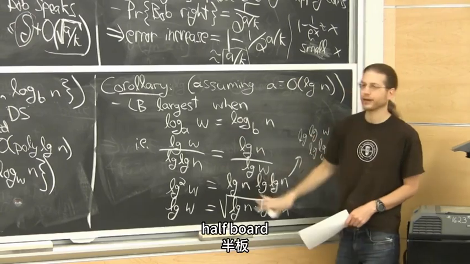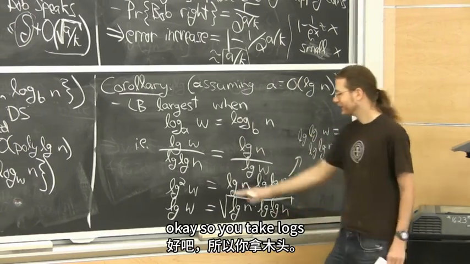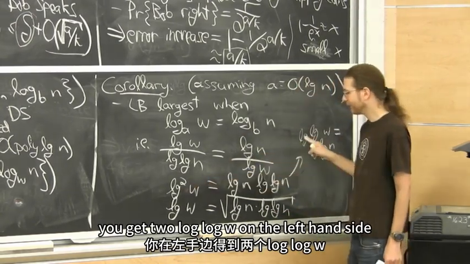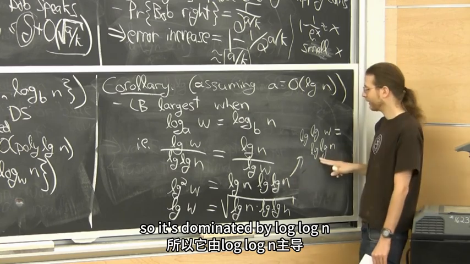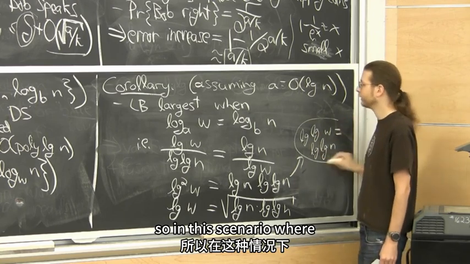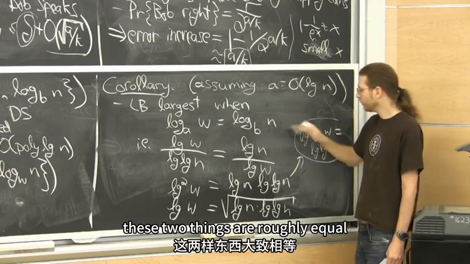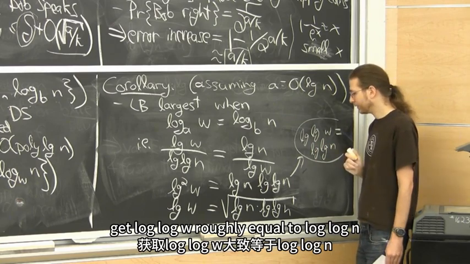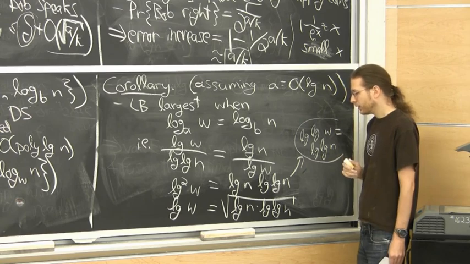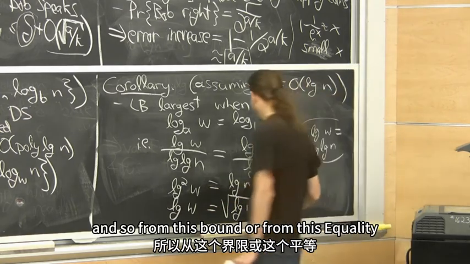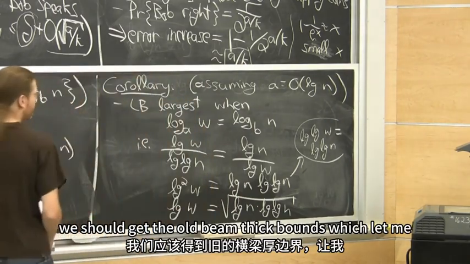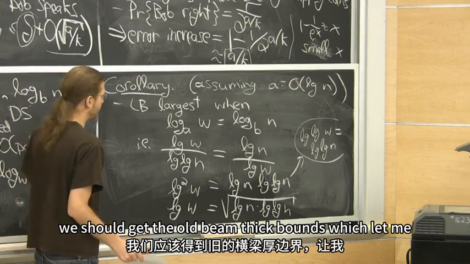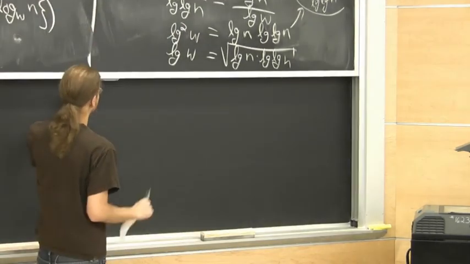Okay, so you take logs, you get 2 log log w on the left-hand side. Over here you get log log n plus log log log n. So it's dominated by log log n. So in this scenario where these two things are roughly equal, you get log log w roughly equal to log log n. And so from this bound, or from this equality, we should get the old beam-thick bounds, which let me write them again.